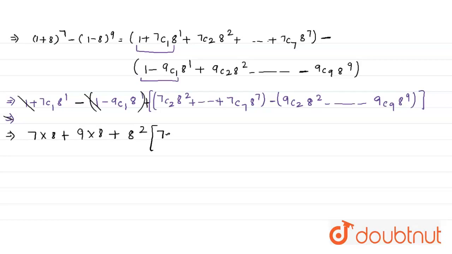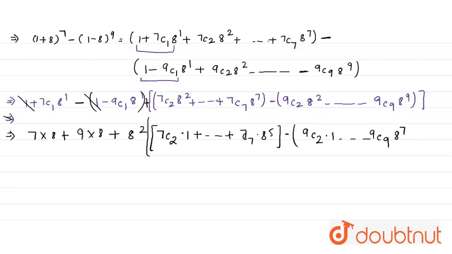So inside I will be left with 1 plus, and so on, 7C7 8 raised to the power 5, minus 9C2 into 1, and so on, 9C9 8 raised to the power 7. Now I can write it as 7 plus 9, 16 into 8. If I take 8 common from these two, I will be left with 16 into 8 plus 8 squared.